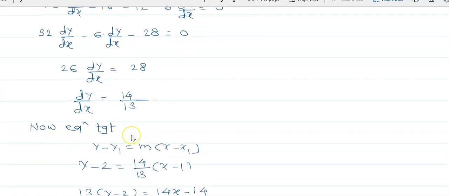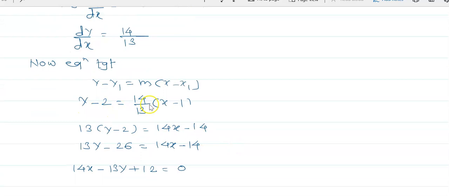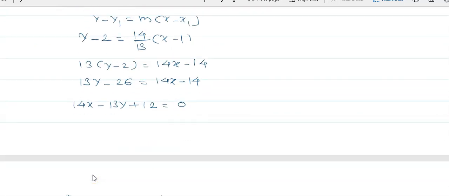Now the equation of the tangent: y minus y1 is equal to m in bracket x minus x1. That is y minus 2 is equal to 14 upon 13 in bracket x minus 1. If we simplify it, 13 in bracket y minus 2 is equal to 14x minus 14. Therefore 13y minus 26 is equal to 14x minus 14. Therefore 14x minus 13y plus 12 is equal to 0. This is the equation of the tangent.